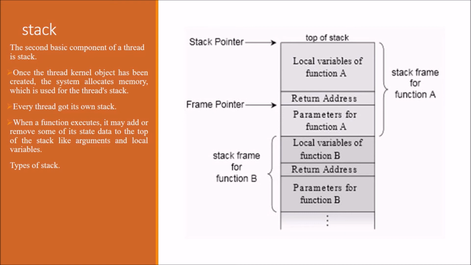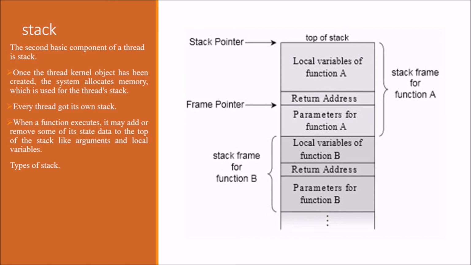When a function executes, it may add some of its state data to the top of the stack, like arguments and local variables. When the function exits, it is responsible for removing the data from the stack. Apart from that, the thread stack is used to store the location of the function calls in order for return statements to return to the current location.